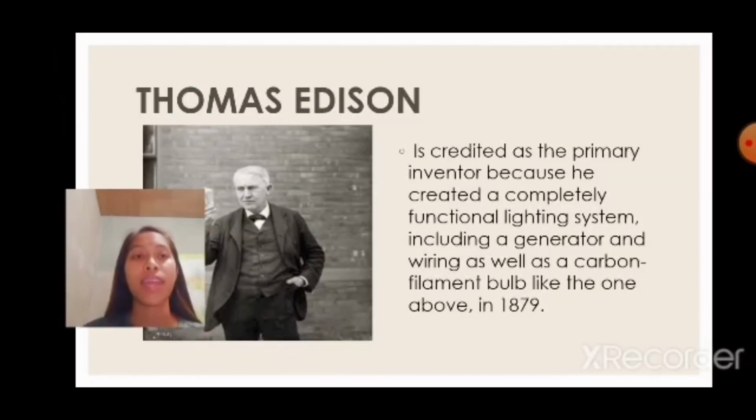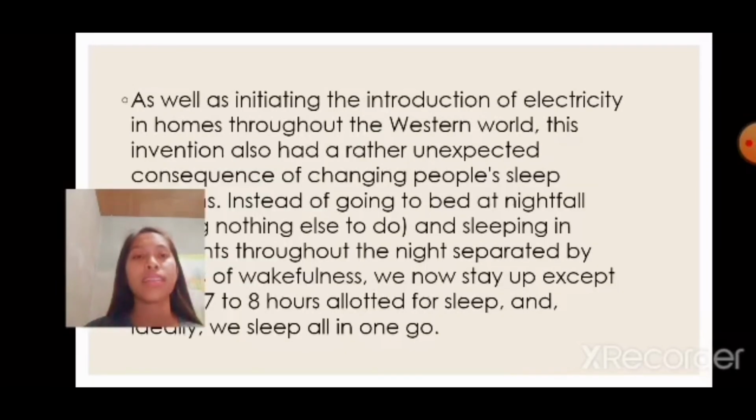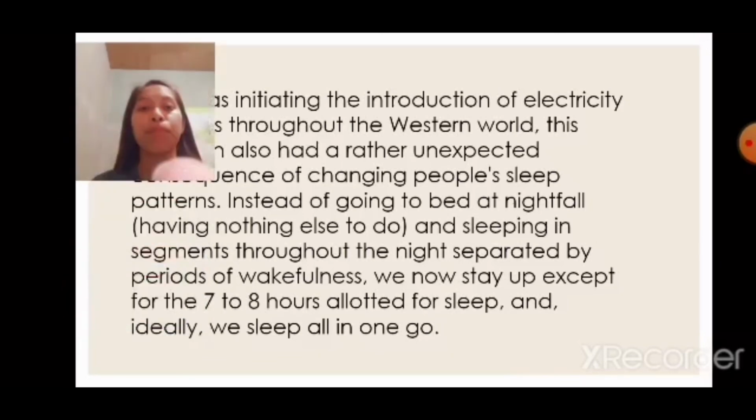Thomas Edison is credited as the primary inventor because he created a completely functional lighting system, including a generator and wiring, as well as a carbon filament bulb like the one above in 1879. As well as initiating the introduction of electricity in homes throughout the Western world, this invention also had a rather unexpected consequence of changing people's sleep patterns.